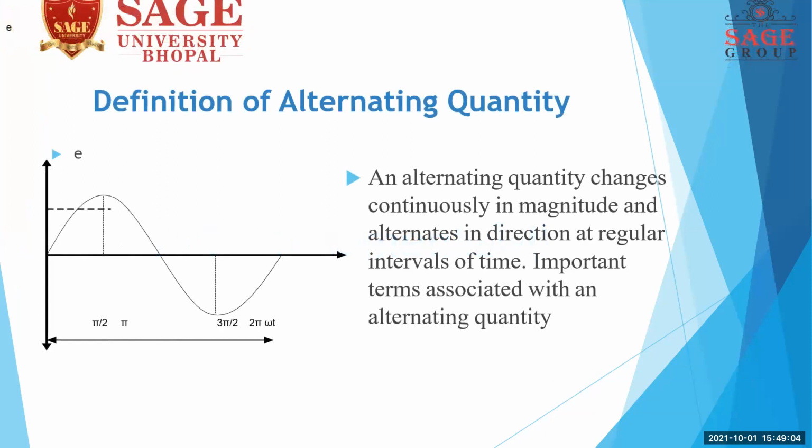We talk about the definitions and small topics, and how to create alternating quantities waveform. First of all, the definition of alternating quantity. An alternating quantity changes continuously in magnitude and alternates its direction at regular intervals of time. Important terms are associated with alternating quantities. So this is the waveform of alternating quantities.